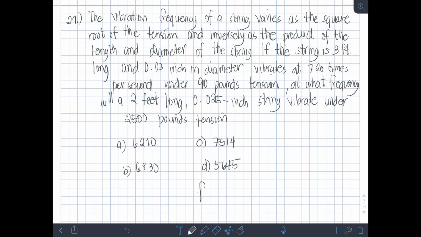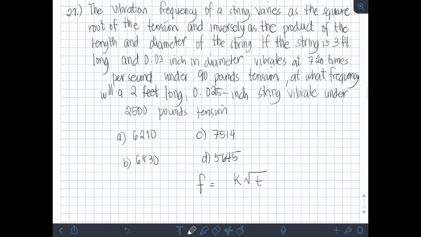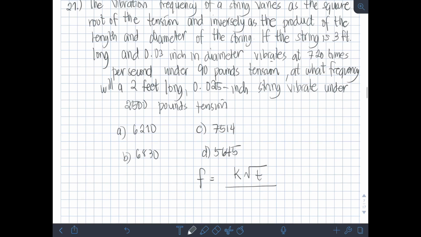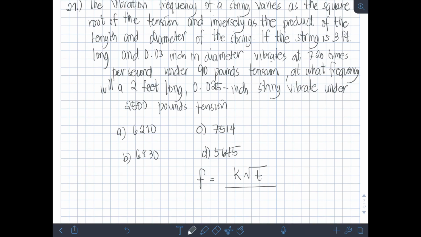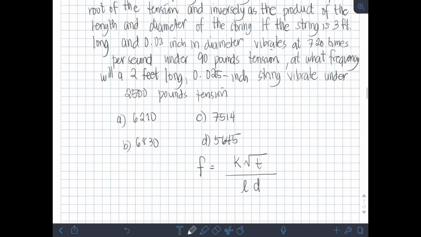So, yung frequency daw varies as the square root of the tension. So, directly. So, yung constant of proportionality K times dun sa square root of the tension. Sorry, square root pala. So, square root of, let the tension be letter T. Okay? And inversely as the product. So, pag inversely, nasa denominator. The product of the length and diameter. So, L yung length times diameter D na lang. Okay? So, ano yung mga given?